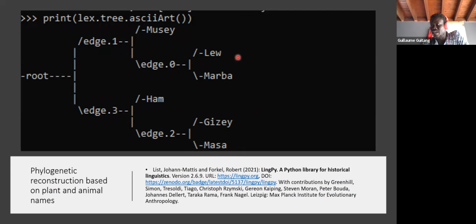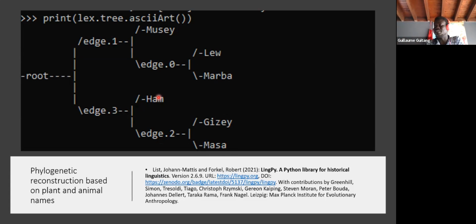Marba, Leo together. The only difference is the position of Ham. In the classification I showed in the beginning, Ham was in the Musey section according to Melis, but here it looks like an early division of Masa. So there is probably something that needs to be verified there, and it is interesting that the fauna and flora vocabulary gives this information.